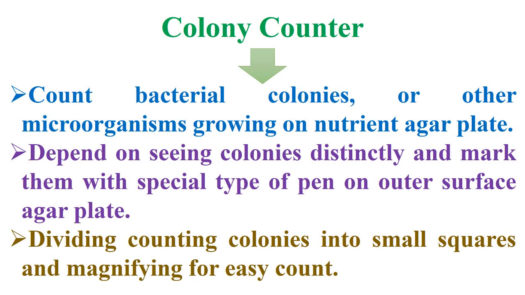Today, we are talking about the colony counter, which is used to count bacterial colonies or other microorganisms growing on a nutrient agar plate, depending on seeing the colonies distinctly and marking them with a special type of pen on the outer surface of the agar plate, by dividing the counting of colonies into small squares and magnifying for an easy count.